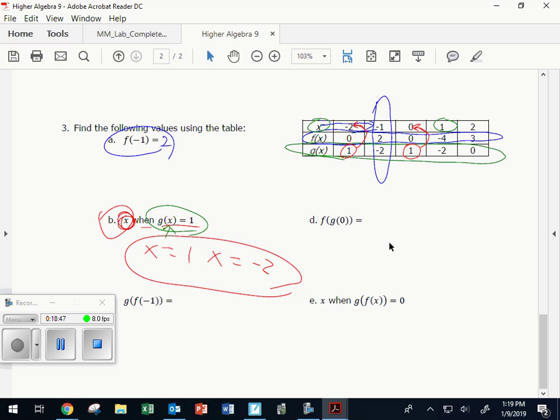Would x equal 0? Yes, you're right. Thank you for catching that. It's not 1. It's 0. Good call. Because that's this one right here. You're right. X equals 0. Very good. Okay.